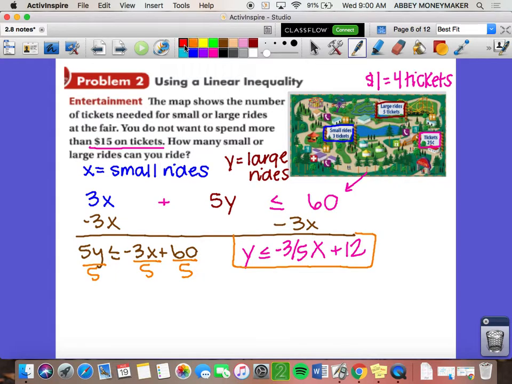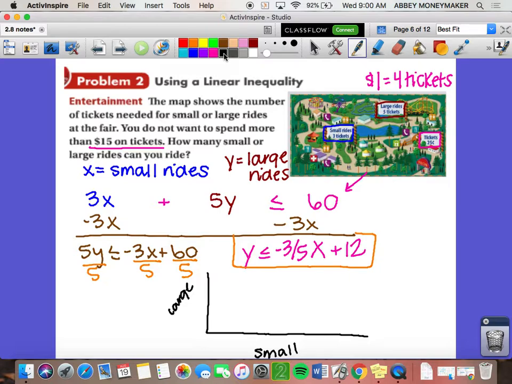And when I graph it, there's something really special going on here. If I'm going to graph this equation, okay, why did I only draw the first quadrant? Okay, think about that. Why did I only draw the first quadrant? Let's think about what our axes are. The x-axis we said were the small rides. And the y-axis we said were the large rides. So would it make sense for me to have negative rides? No, that wouldn't make any sense at all. So all I need here is that first quadrant.